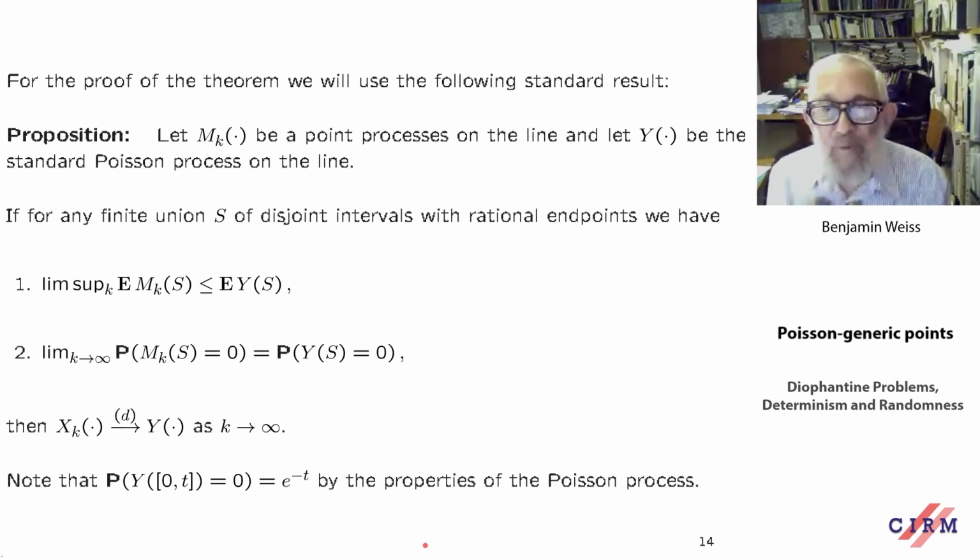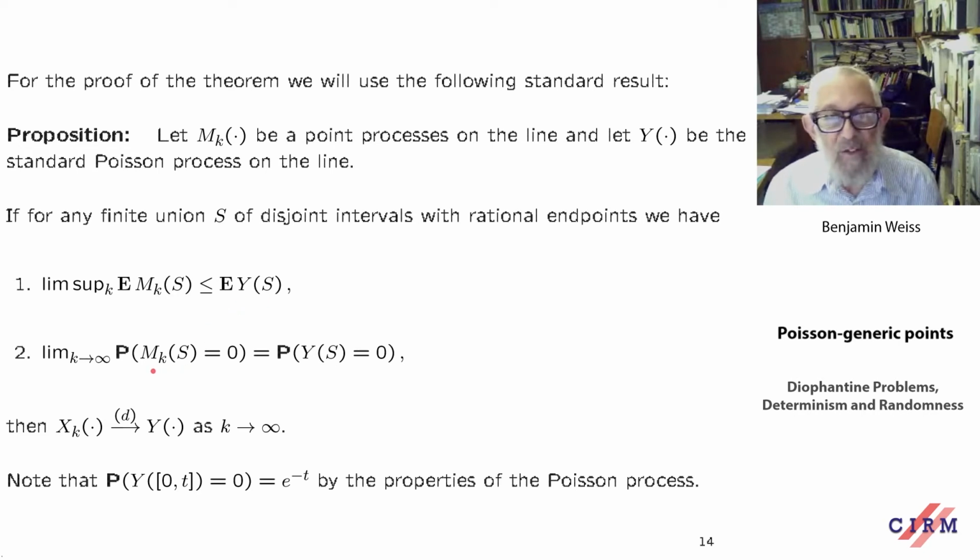And to prove the theorem, we're going to use a proposition that goes back to Rényi. Rényi showed that in order to characterize a Poisson point process on the line, to know whether or not it's Poisson, it suffices that it satisfies two properties. One is that the expected number of points is bounded by the expected number of the Poisson process. In our case, it would just be the measure of S.